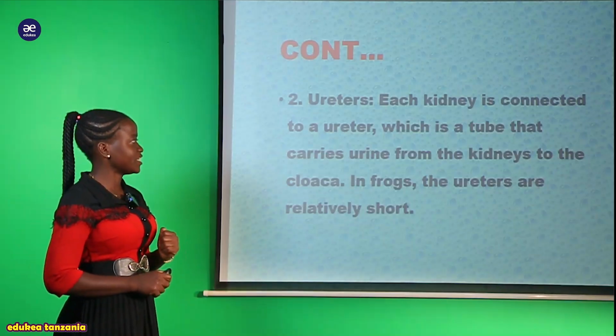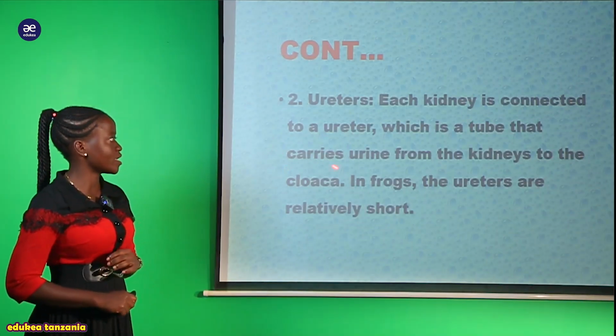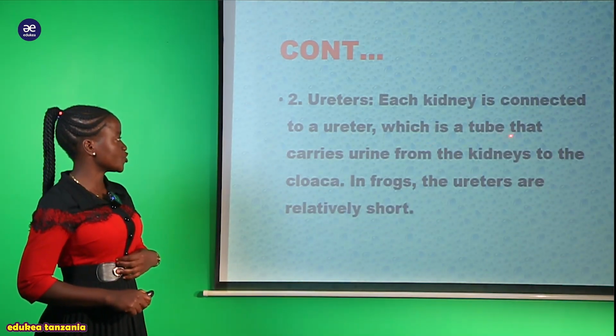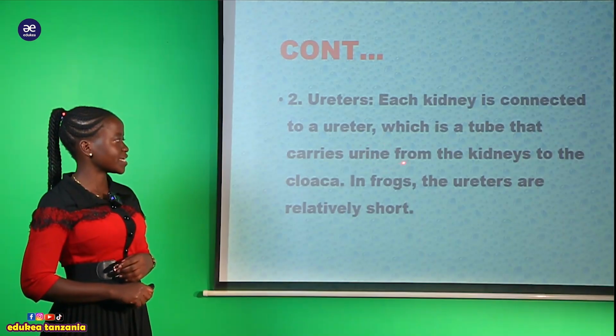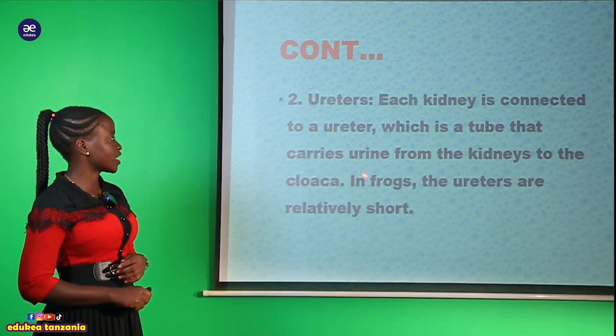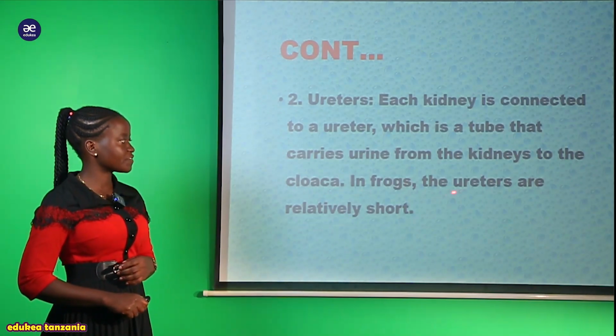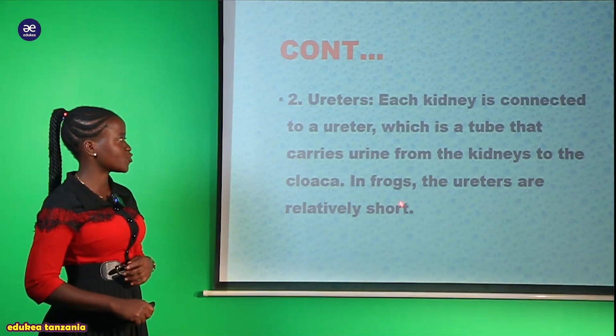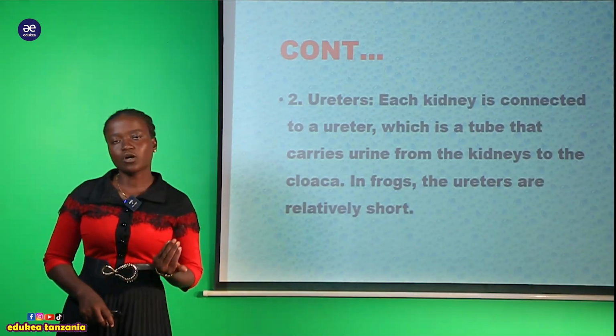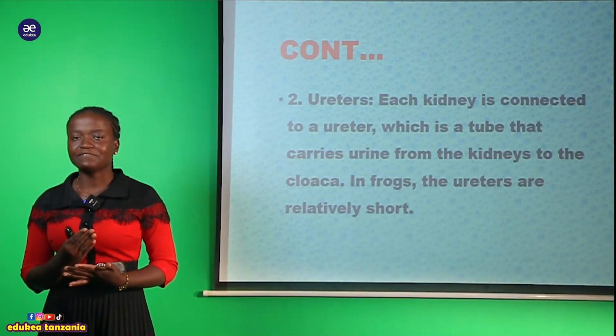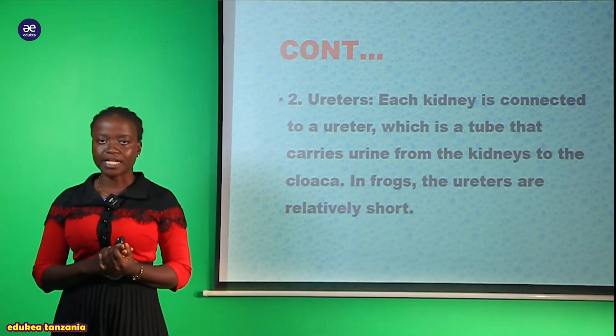Here we are saying that each kidney is connected to a ureter, which is a tube that carries urine from the kidney to the cloaca. So in the frog, the ureters are relatively short. So within the frog, they have relatively short ureters.